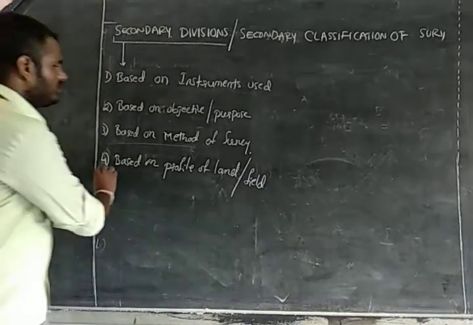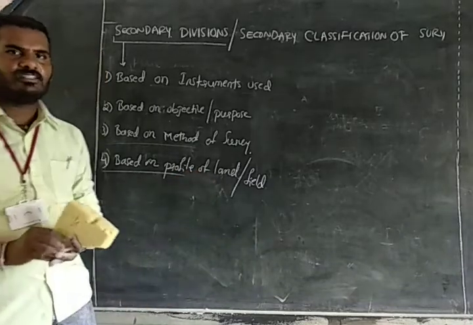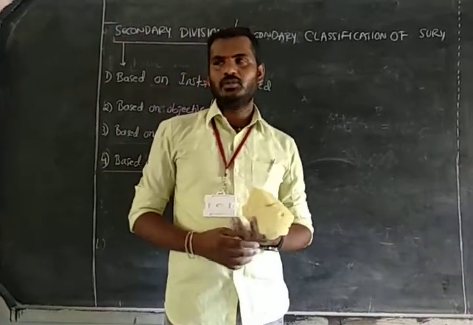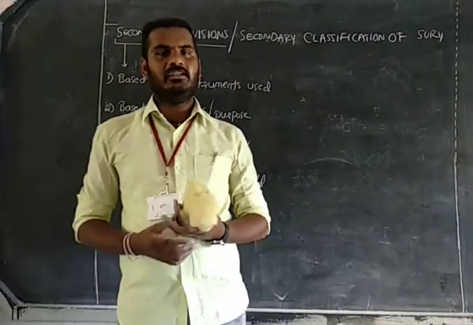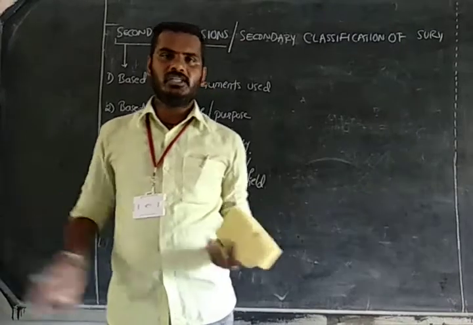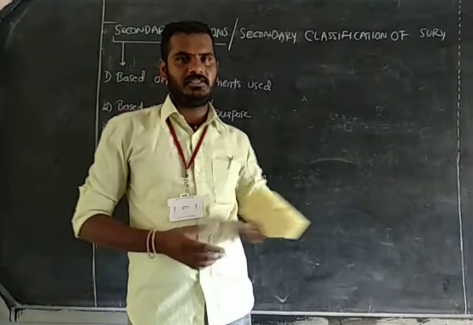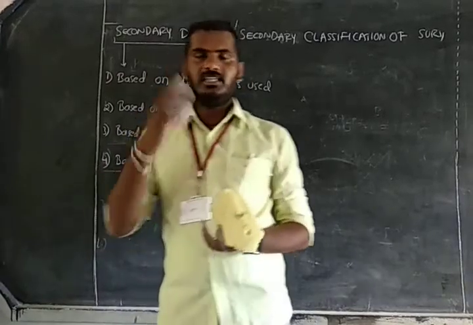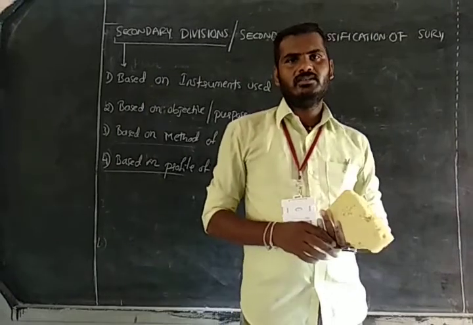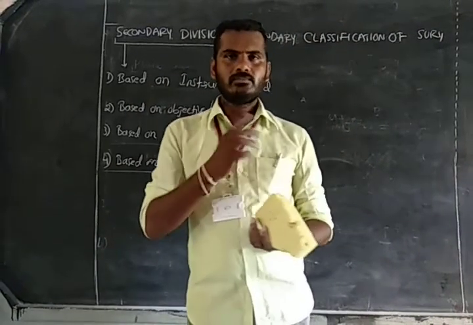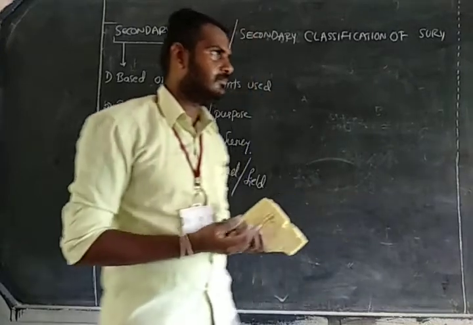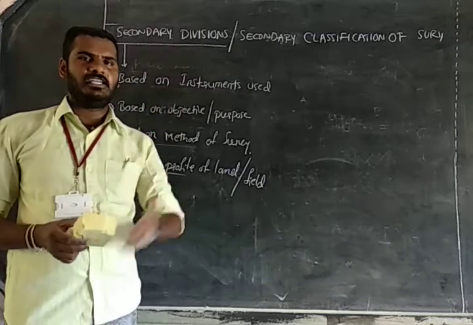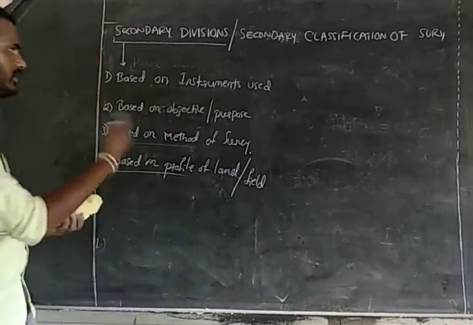And then based on the profile of land or field. Land contains so many features as I told you. For suppose, topography of the land may contain some water bodies, forests, or built up areas. So based on what type of field is available on the ground level. For suppose we have space survey. You can even do space or aerial surveys. We will discuss all those things in the next class.